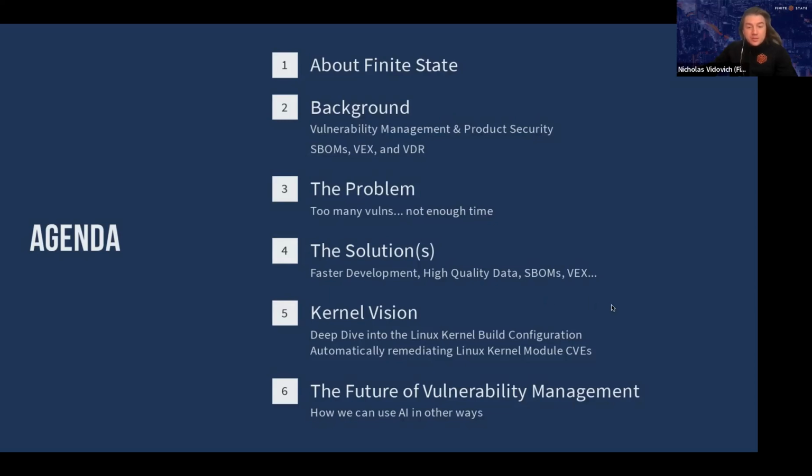Then we're going to talk about some problems in this space. Specifically, there are too many vulnerabilities and not enough time. Then we're going to talk about some solutions that we've developed in this space using AI, specifically focusing on faster development, creating high quality data sets, creating and using SBOMs and VEX and other vulnerability communication. And then we're going to talk about kernel vision.